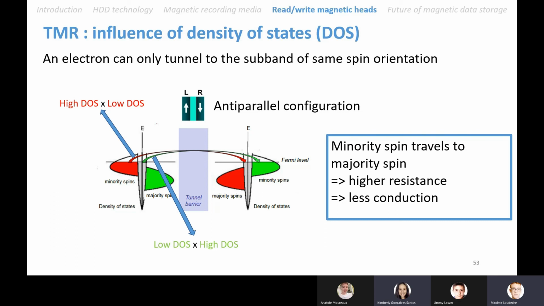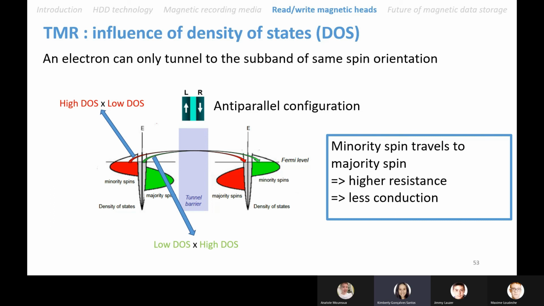That means that for electrons to be able to pass from one layer to another, naturally, they'll have to pass the barrier. The thing to keep in mind is that an electron can only tunnel to a subband of the same spin orientation. That implies we'll have once more a high resistance configuration and a low resistance configuration.